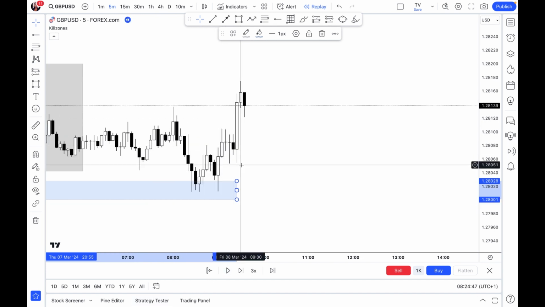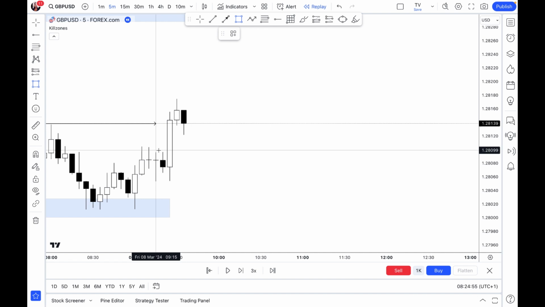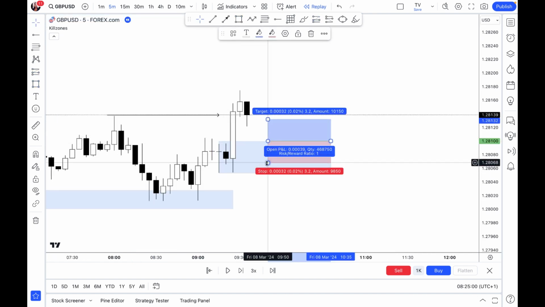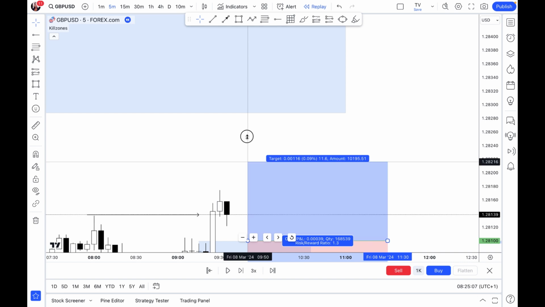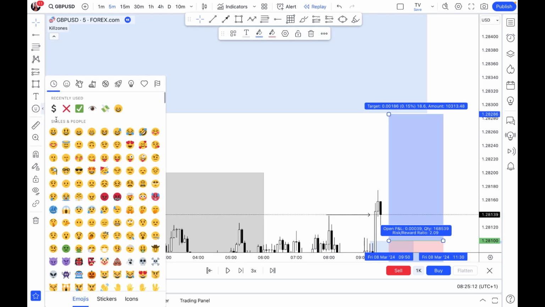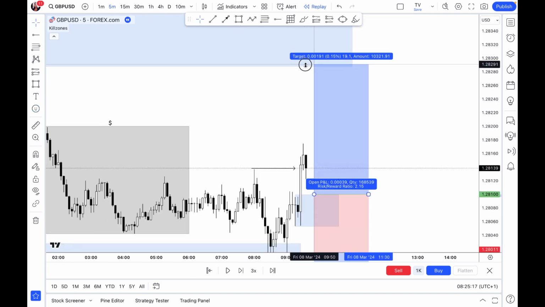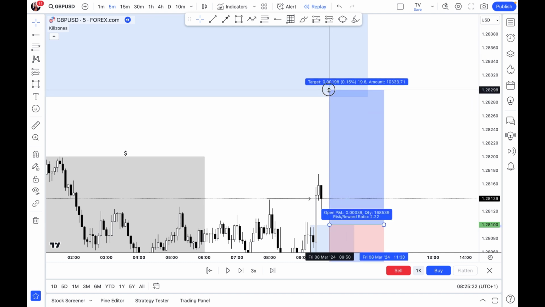market came back to mitigate this zone. So I was then looking for a buy trade after we took out the structure. I was looking for a buy trade at this level of demand, and stop loss at this level right here, for price to go into this zone and then take out the Asian range high that was right here. So this was supposed to be just a scalp trade, and 20 pips was my target.